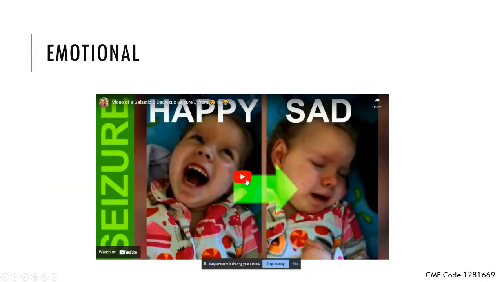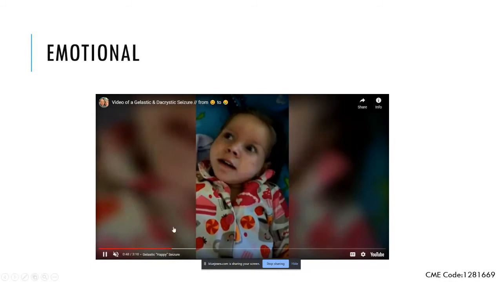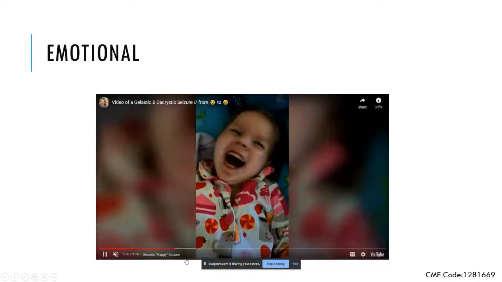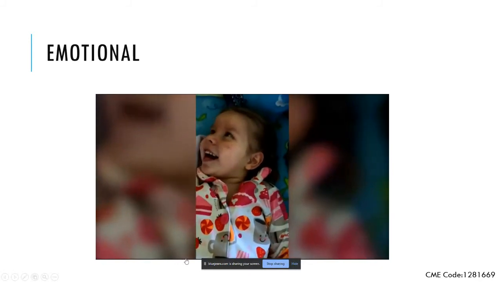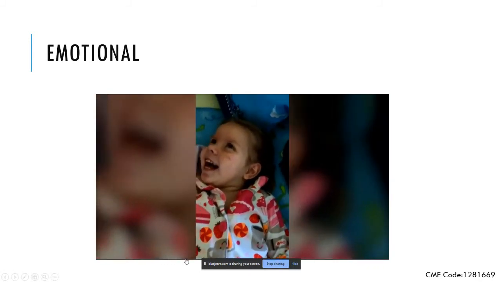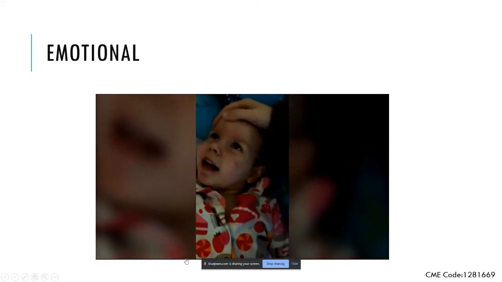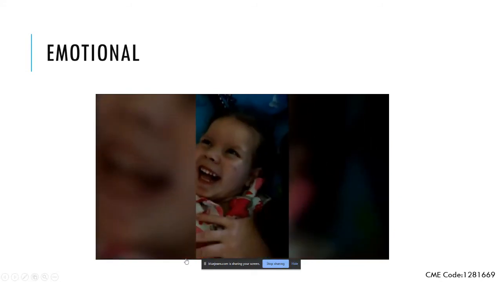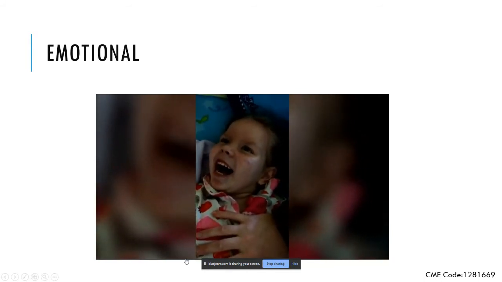Take a look at some dialeptic seizure, or not dialeptic. So, emotional seizures. Emotional feelings, the feeling of prominent emotions such as fear, happiness, or anger, or the state of appearing as though affected by such emotions, are termed emotional seizures. Well-known examples of this are gelastic and dacrystic seizures associated with hypothalamic hamartomas.